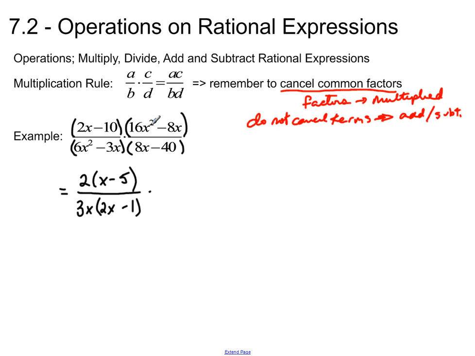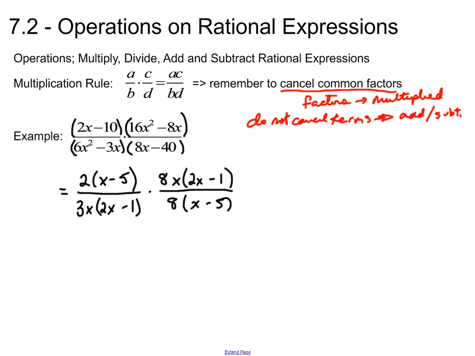What am I multiplying by? Let's look at this one. We've got 16x squared minus 8x. It looks like 8x is the common factor in that numerator. Factor it out: 8x times 2x gives me 16x squared, and 8x times negative 1 gives me minus 8x. Then finally, I look at the denominator of my second fraction. 8x minus 40 has a common factor of 8, because 8 times x gives me 8x, and 8 times negative 5 gives me negative 40.